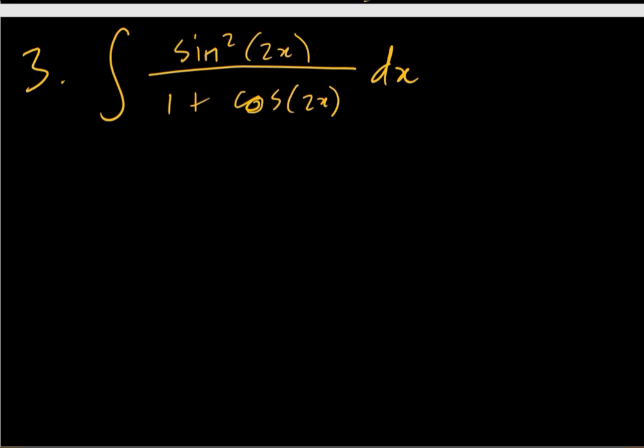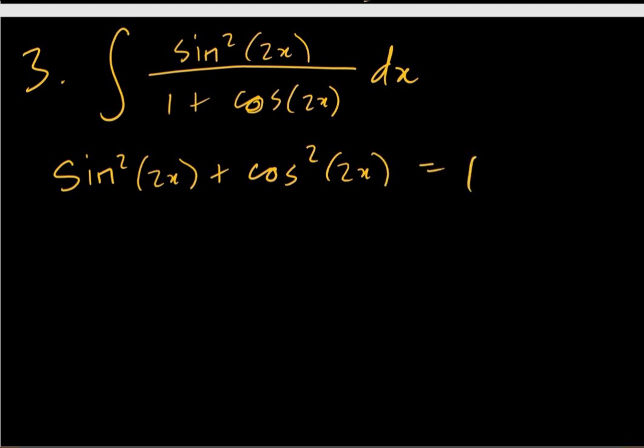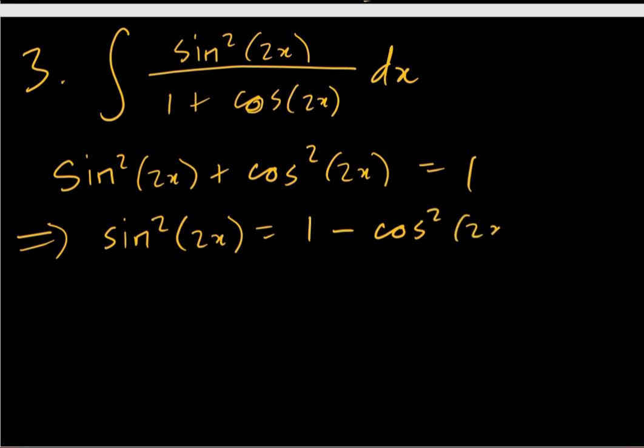So from trigonometry there's a famous identity, sine squared 2x plus cosine squared 2x is equal to 1. This is a very important and famous trigonometric identity. So what we can do here is we can write sine squared of 2x as 1 minus cosine squared 2x.